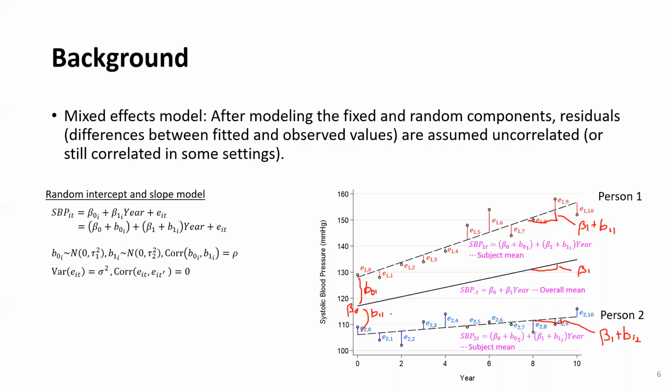By doing this, we assume that now the difference between observed and fitted value, where you see these red line and blue line, they are not correlated. So we can do this analysis.